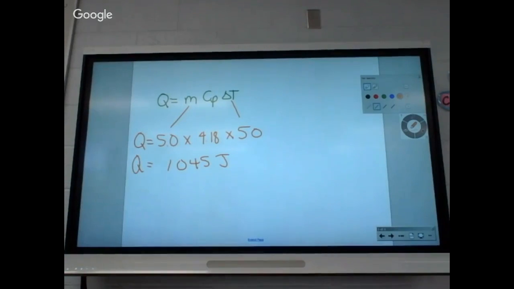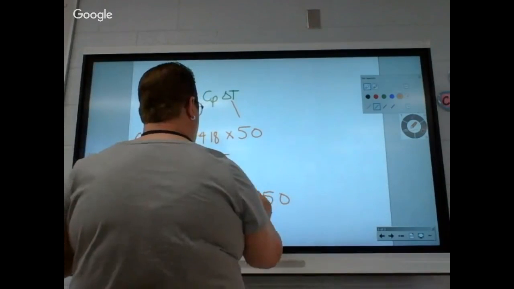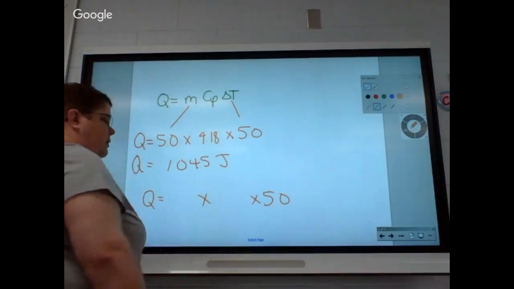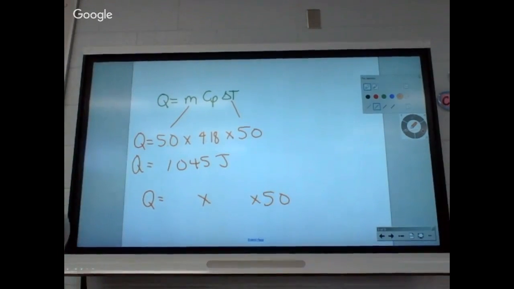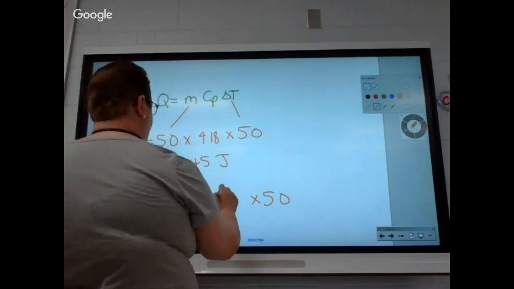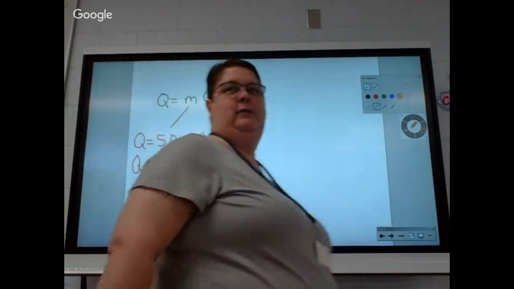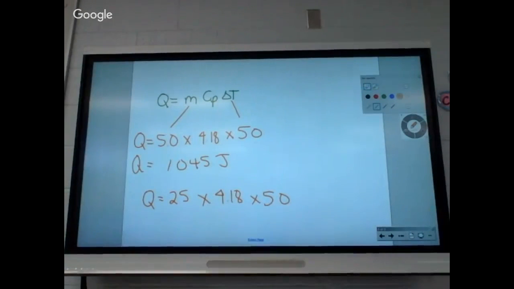Okay, we're going to do the exact same thing in number 5. All right, so in number 5, tell me what you're going to put for delta T in that one. Yep. All right, tell me what you're going to put for mass. How much? Yep. And tell me what you're going to put for your CP. Yep. And then multiply again, and you got number 5. That's correct.